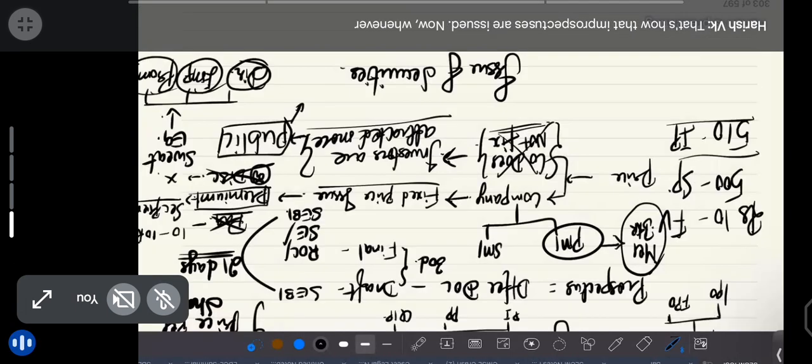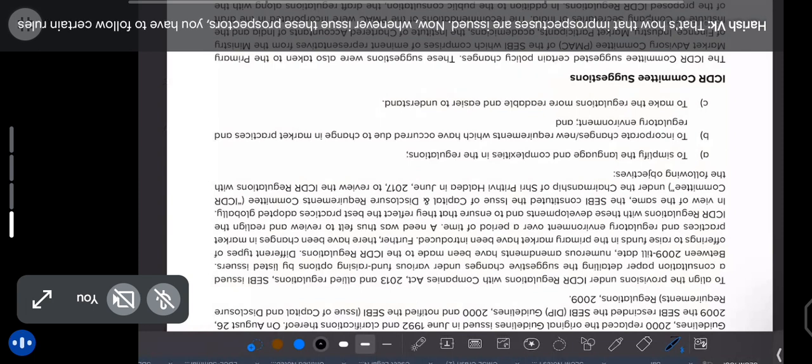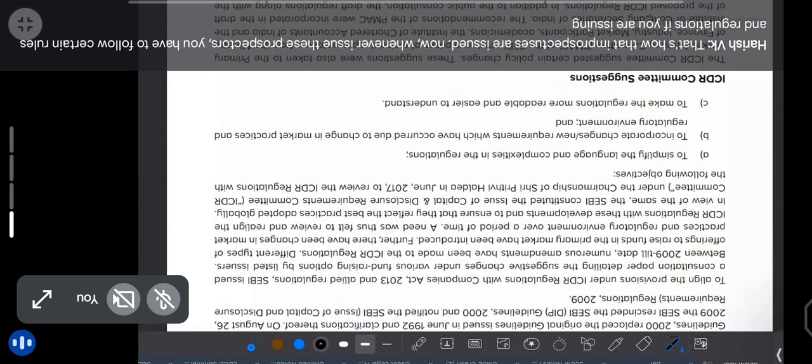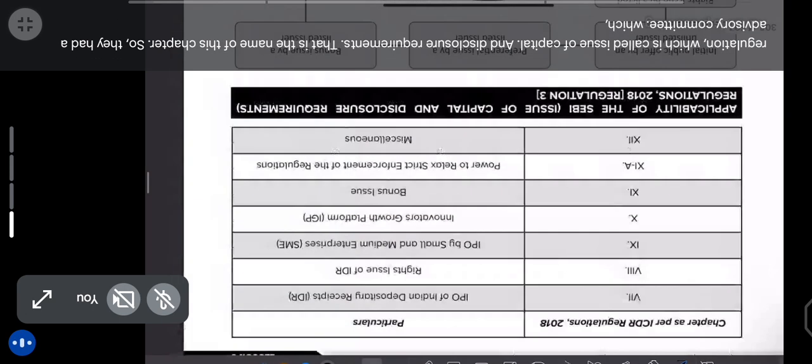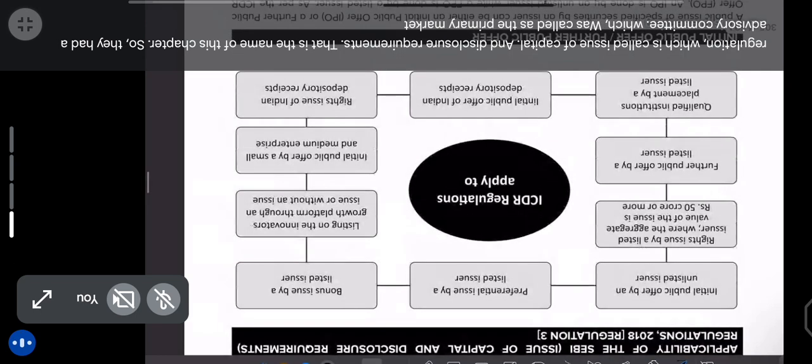Now, whenever you issue these prospectuses, you have to follow certain rules and regulations. If you're issuing a convertible security or an equity share, you have to follow this chapter, that is the ICDR regulation, which is called Issue of Capital and Disclosure Requirements. That is the name of this chapter. So they had an advisory committee which was called the Primary Market Advisory Committee. They came up with these regulations in the year 2018.